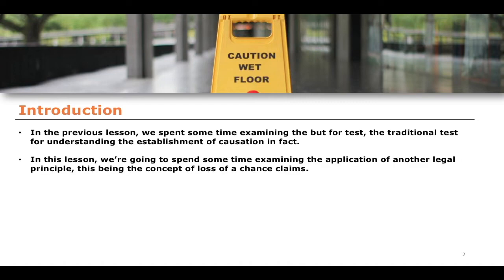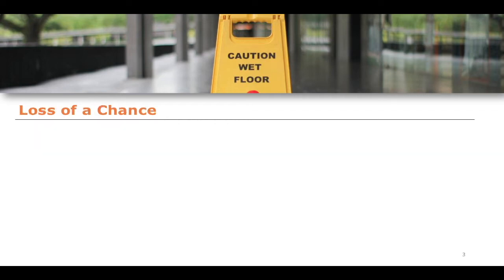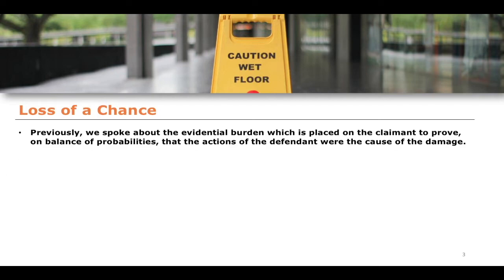This lesson is going to spend some time examining another application of a legal principle, this being the idea of a loss of a chance claim. Now, previously, we spoke about the evidential burden which is placed on the claimant. So essentially what the claimant has to do is prove, on the balance of probabilities, because we're talking about civil claims, that the actions of the defendant were the cause of the damage. Okay, so the burden of proof for the establishment of causation is one that relates to the claimant.